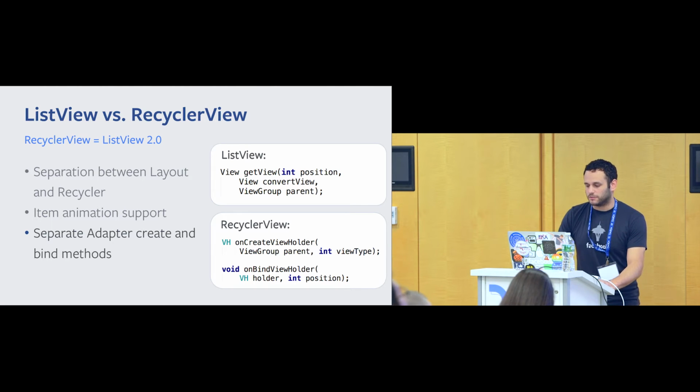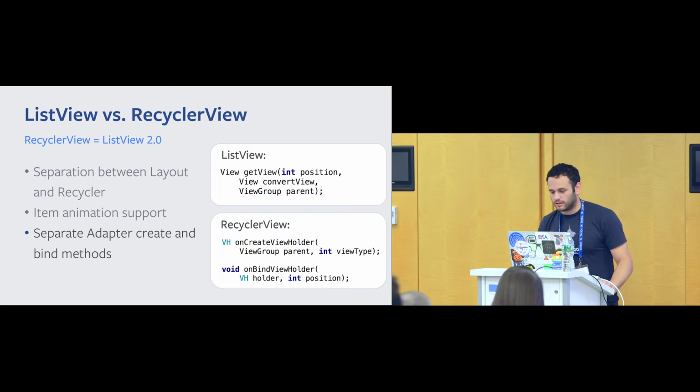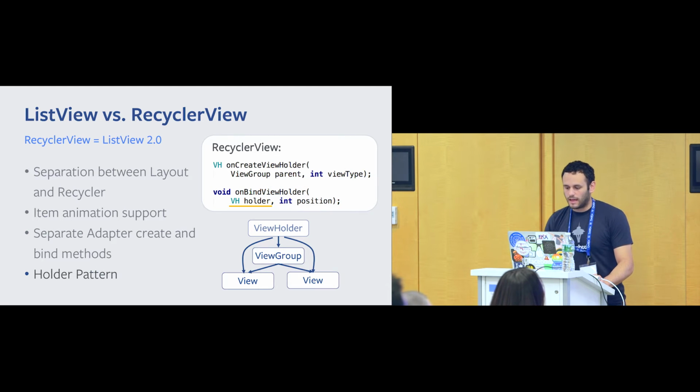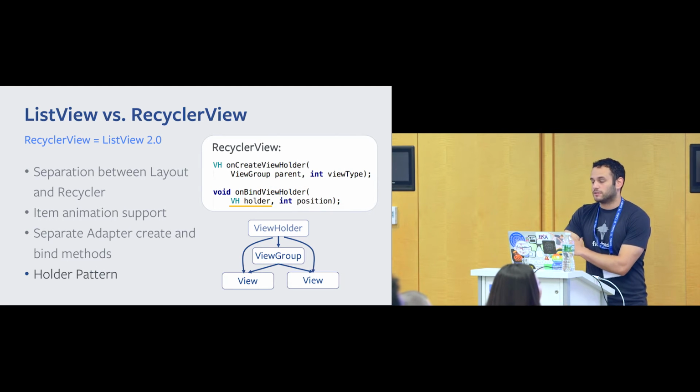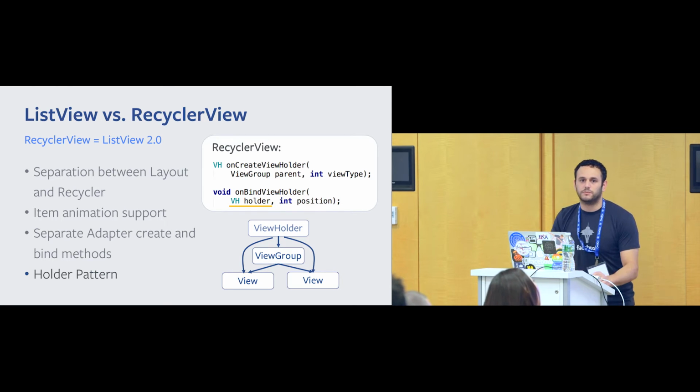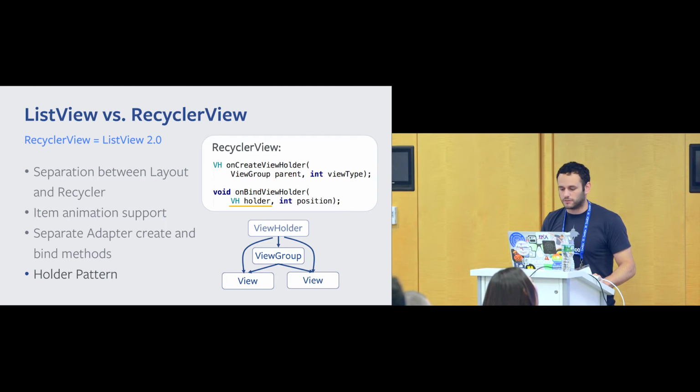So in RecyclerView, view creation and view binding are split out into 2 methods, onCreateViewHolder and onBindViewHolder. And this is actually one of the few places that RecyclerView is just conceptually not backwards compatible with ListView. So I'll talk about this more when I cover migrating to RecyclerView. And then RecyclerView also uses the efficient holder pattern by default. This isn't a new pattern. You could have used it in ListView if you wanted to.